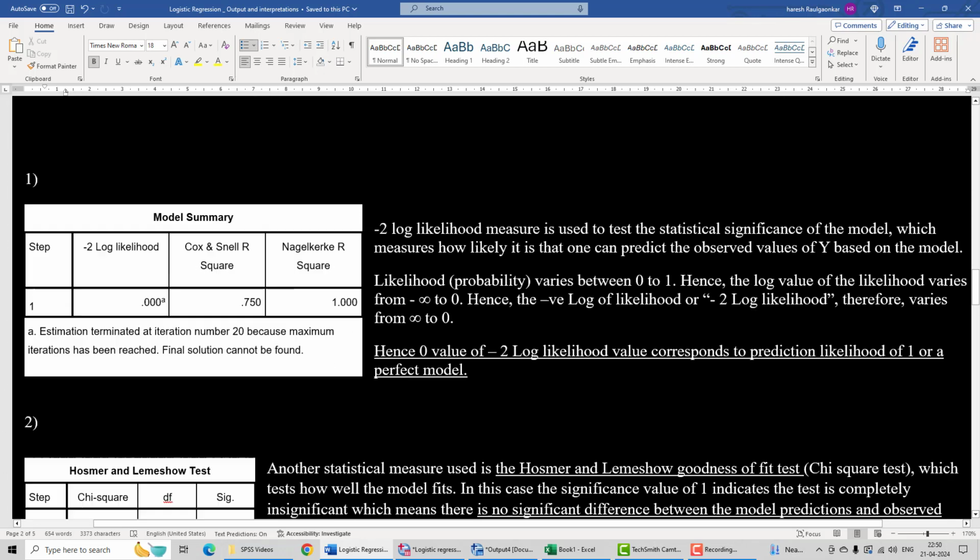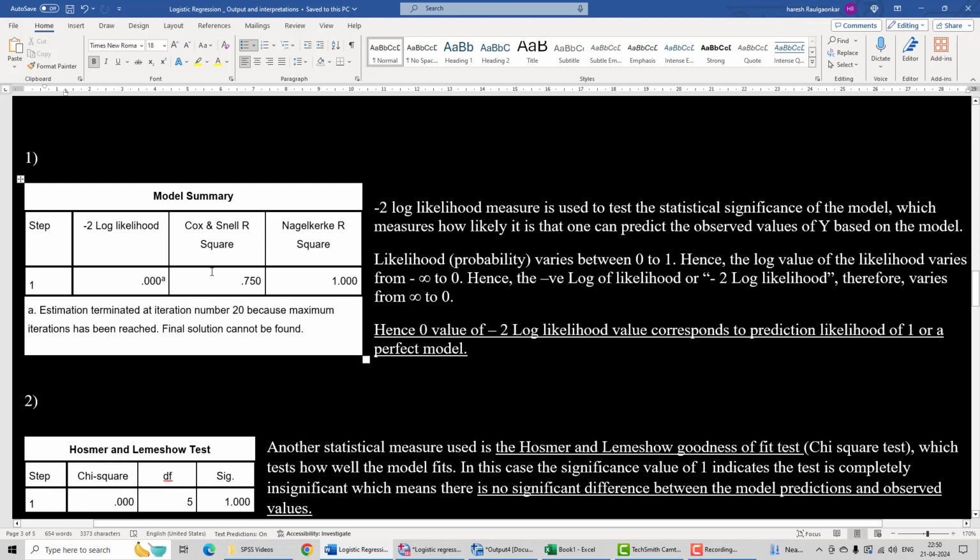And in our report, first the model summary is there, and it has -2 log likelihood, which is coming to 0. Now how to read this? See, -2 log likelihood measure is used to test the statistical significance of the model, which measures how likely it is that one can predict the observed values of y based on the model. And the likelihood varies between 0 and 1, as we know, and the log value of likelihood varies between -infinity to 0, and hence -2 log likelihood will vary between infinity to 0.